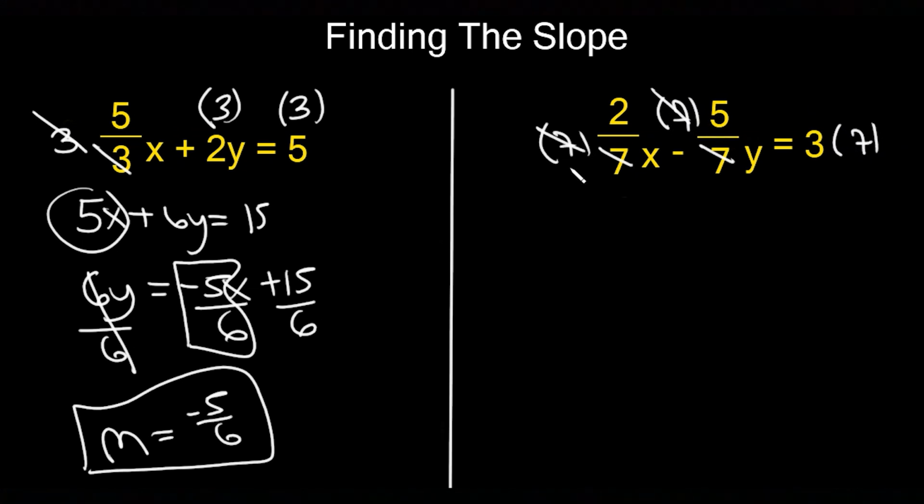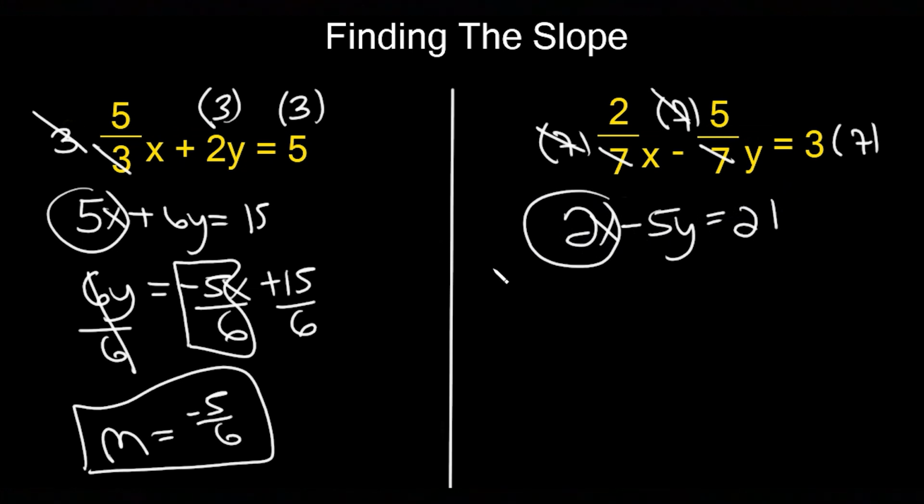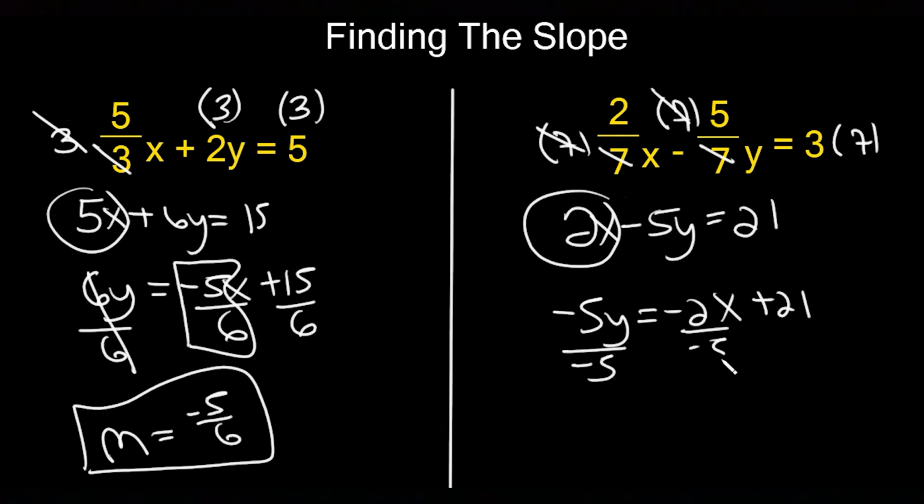So rewriting the equation, you get 2x minus 5y equal to 21. Again, we're solving for y here. So now I have to move this positive 2x over. That will give me negative 5y equal to negative 2x plus 21. And then finally, divide everything by negative 5. So all of your terms, we're going to divide by negative 5.